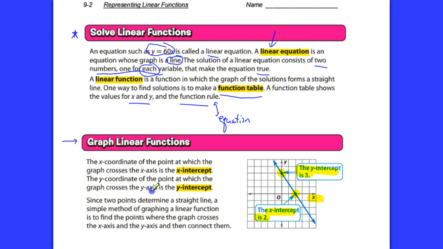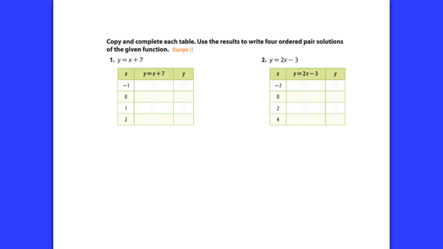Since 2 points determine a straight line, the simple method of graphing would be to find the points where the graph crosses the x and the y axis and connect them. We'll do that some, and we'll also just find any points to solve and make graphs true here. You'll see what I mean as we get into it.